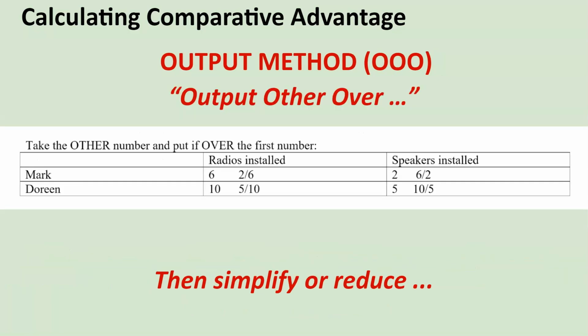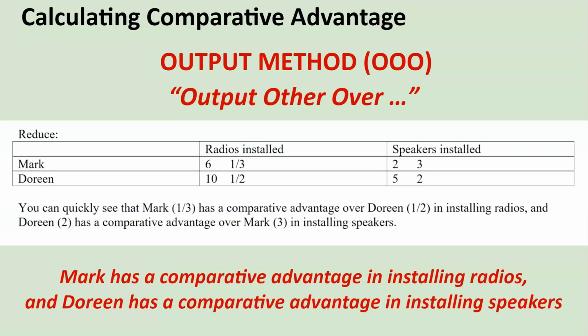So in looking at this, then, the output other over, we simplify, leading to 1/3, 1/2, 3, and 2 in these methods, and we see that Mark has a comparative advantage in installing radios. Doreen has the comparative advantage in installing speakers. Again, using that output other over method.